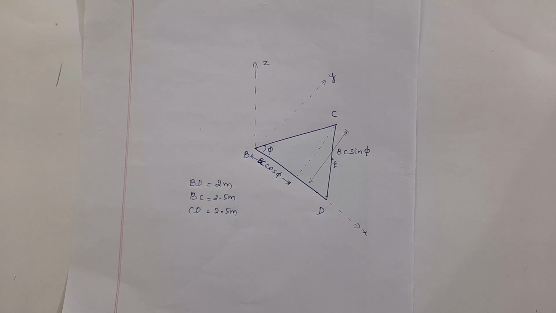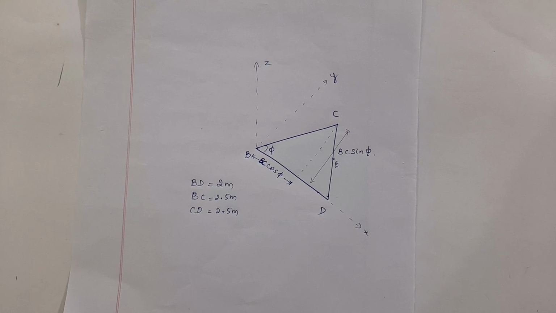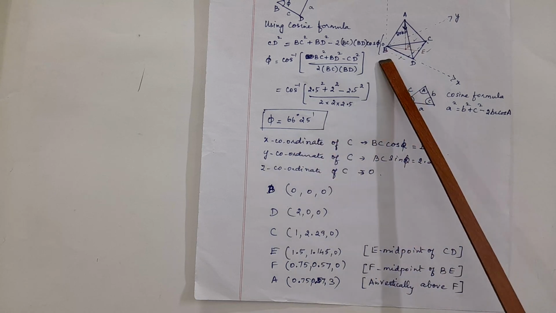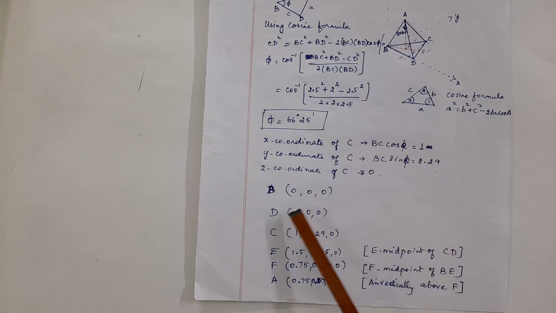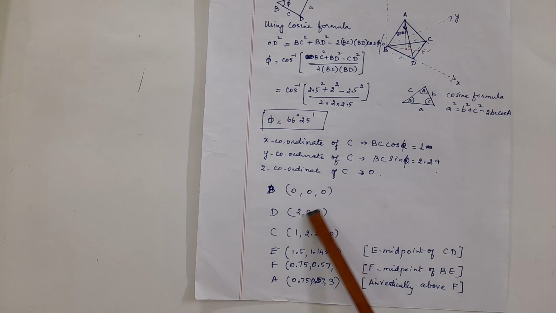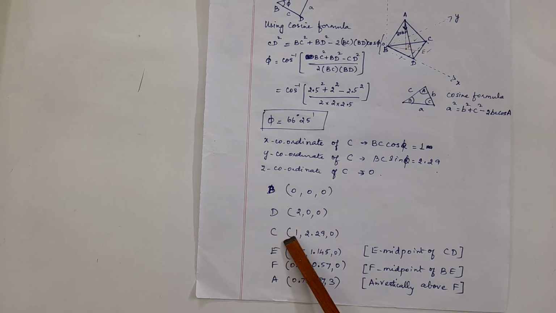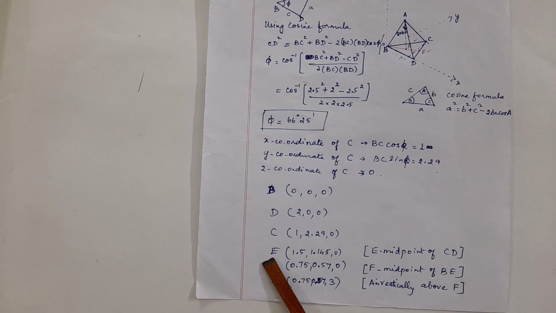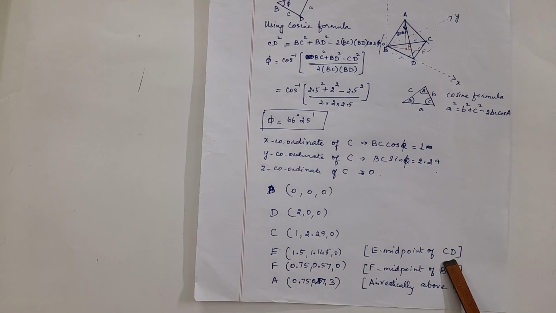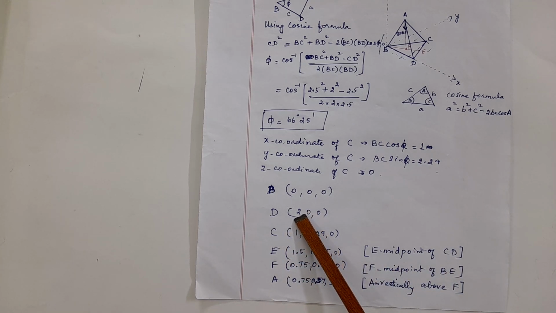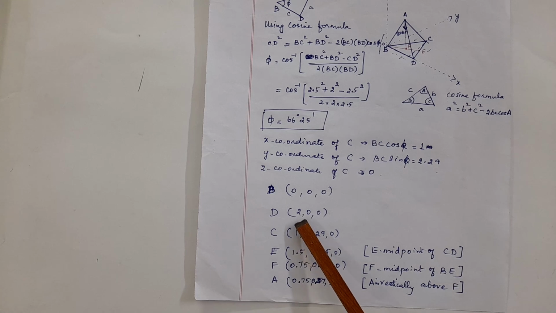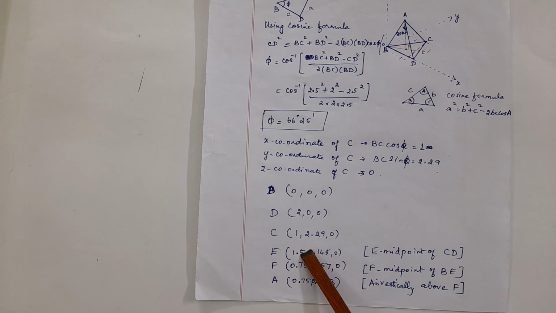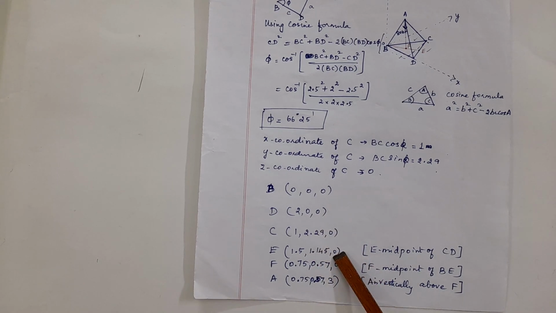Since B, C, D lie on the same plane, that is the ground, C will not have any z coordinate, that is shown here. Joint B is taken as origin, so the coordinates are 0, 0, 0. And the corresponding joints' coordinates are mentioned here. Since E is the midpoint of CD, this is given in the problem, whatever x coordinate we have in C and whatever x coordinate we have in D, the summation has to be done and divided by 2 to find the midpoint. Same way y coordinate, same way z coordinate.